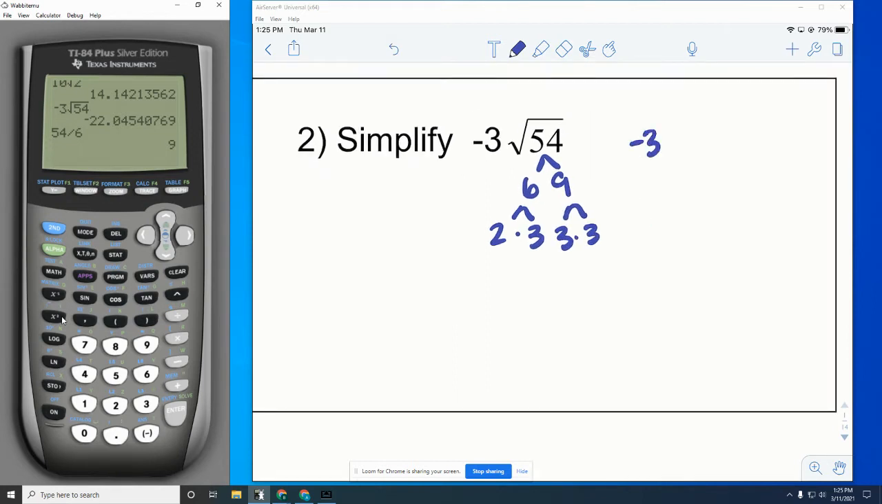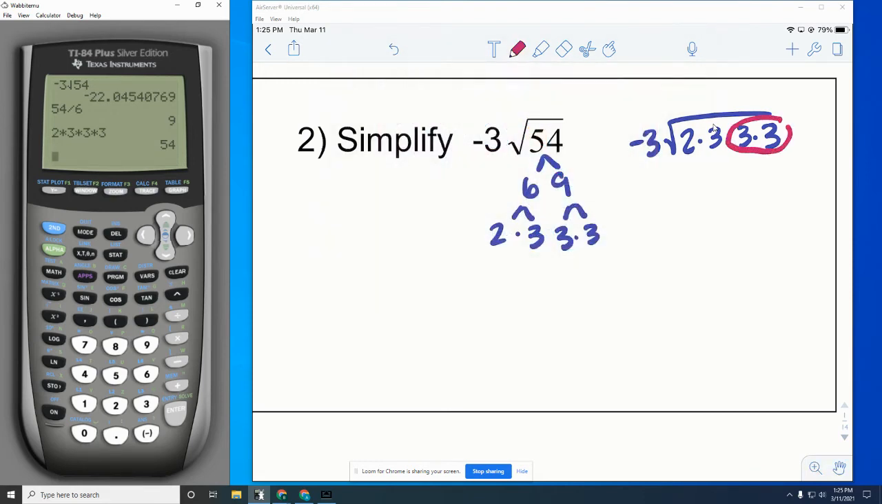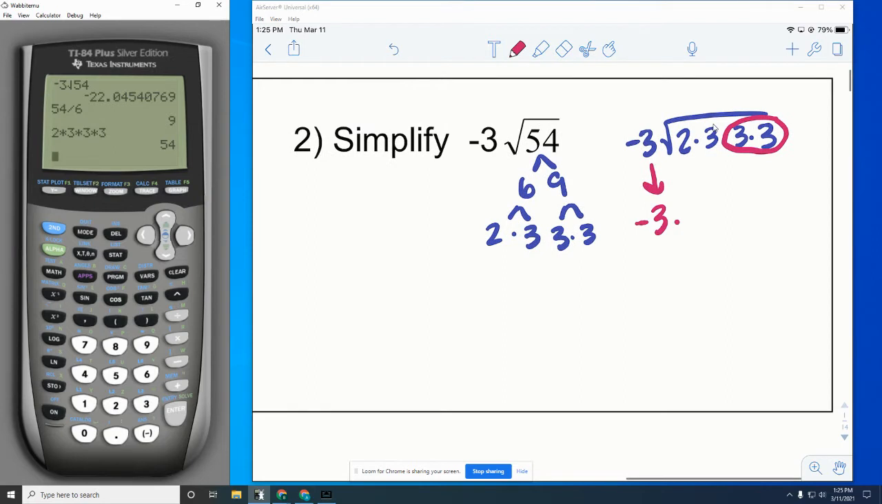So I will rewrite this. There's a negative 3 out front, and then 2 times 3 times 3 times 3. And remember, you can check that as well to make sure you get back to that 54, still under the square root. Now I'm looking for a pair, so there's a negative 3 out front, and a set of 3's that's going to go outside, and then a 2 and a 3 that are going to stay inside. Remember, when you take the square root of 3 times 3, if you plug it into your calculator, when you go outside of the square root, you only write one number. You need a pair to get out, but you only write it one time.